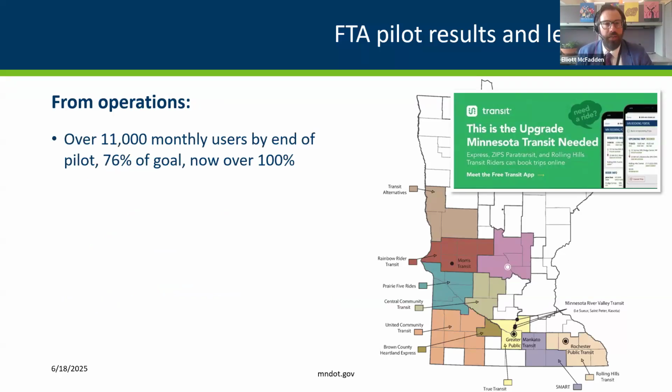From the operational standpoint, we had a goal of trying to hit 14,000 monthly users by the end of the pilot, which was back in April of 2024. We got very close to that, so we had over 11,000 users by the end of the pilot. We're now over that. We're at about 18,000 a month because Rochester Public Transit adopted the Transit app as their official app.